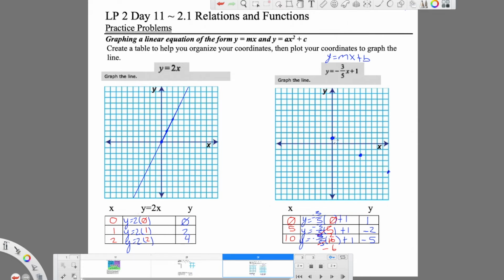So let's see. Down 1, 2, 3, over 1, 2, 3, 4, 5. So I'm going to go right there just to give myself a reference point on putting this line. So it goes from here to there. All right, so there we go.